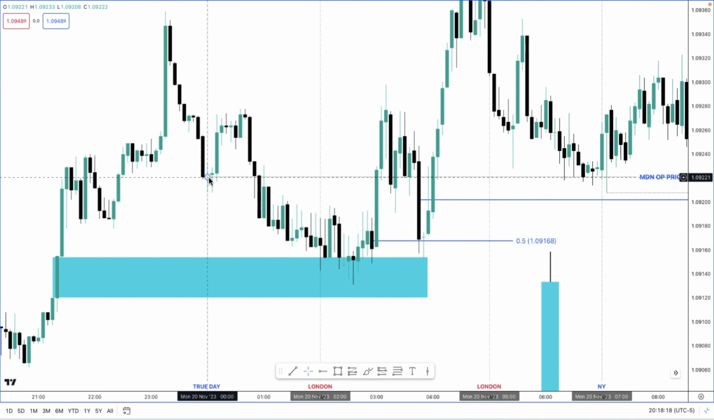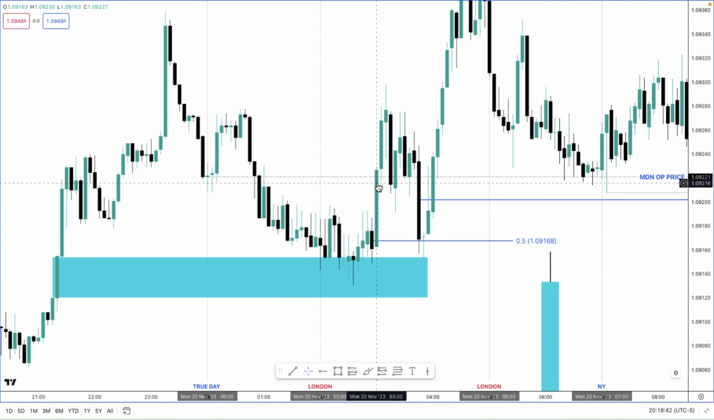What that will do is that not only will you see price react to this opening price throughout the whole day, it will use it as some sort of dynamic support and resistance. When price is trading above it, it will use it as support. But when price trades below it, it will use it as some sort of a resistance.